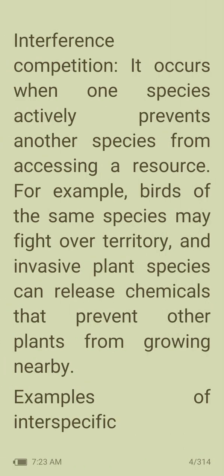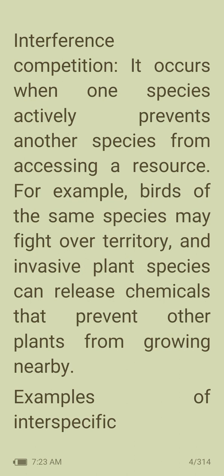Next, interference competition. It occurs when one species actively prevents another species from accessing a resource. For example, birds of the same species may fight over territory, and invasive plant species can release chemicals that prevent other plants from growing nearby.